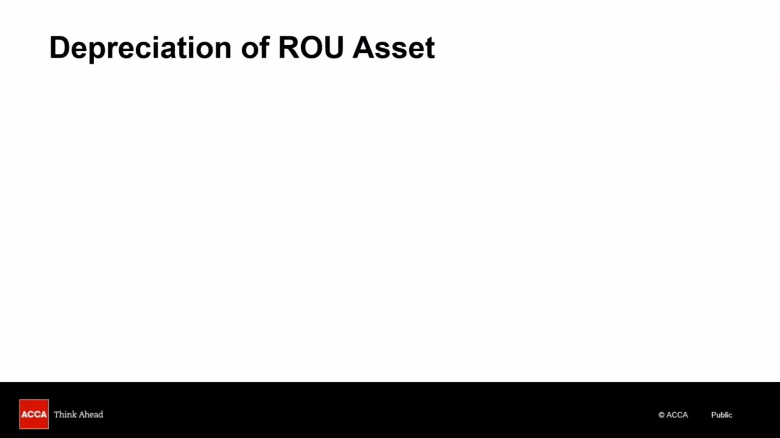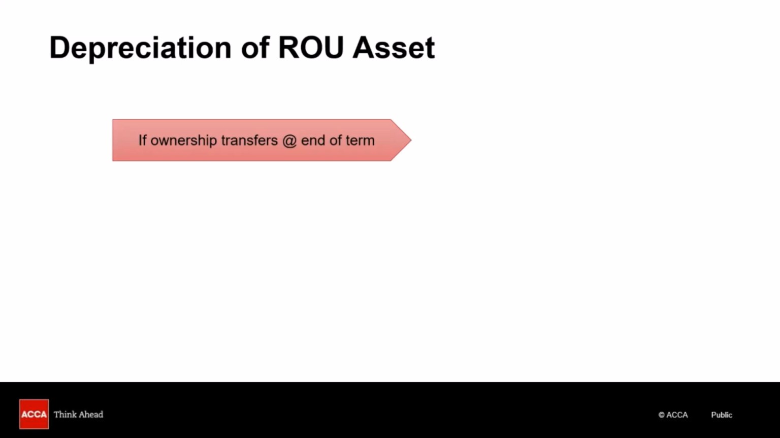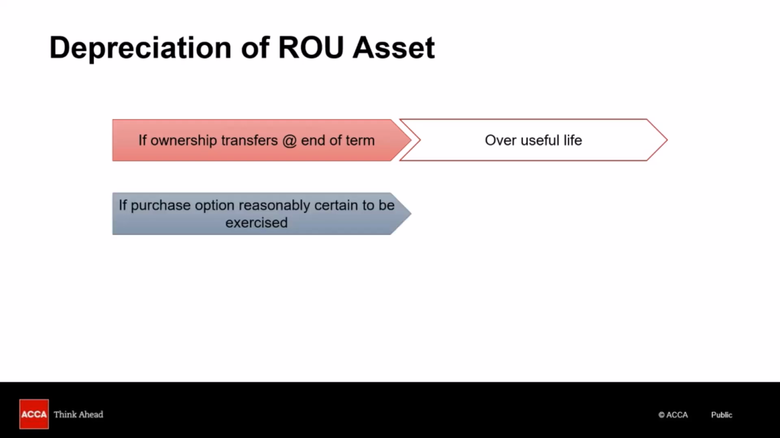Now, once we have calculated the value of the right of use asset, we need to charge depreciation on it. The calculation of depreciation is as per the methods that we have already seen in IAS 16, the straight line method and reducing balance method. But the twist over here is identifying what useful life we should use for the calculation of depreciation for the right of use asset. So IFRS 16 says that if the ownership transfers at the end of the lease term, then the depreciation of the right of use asset should be over its useful life.